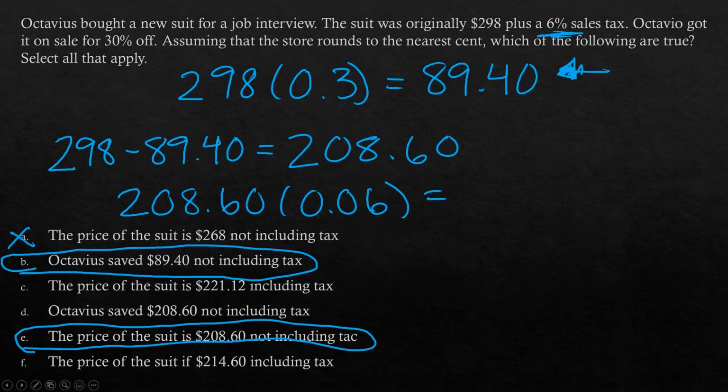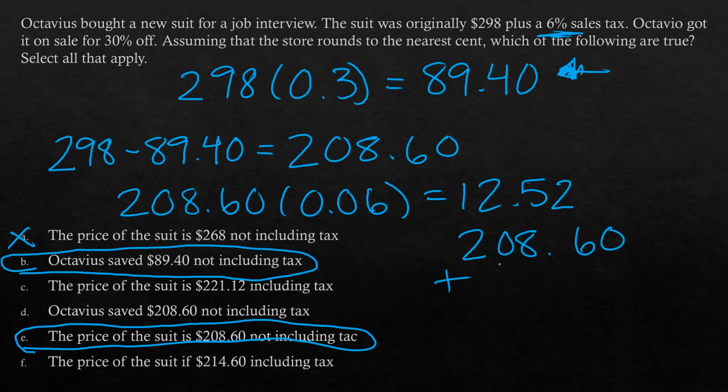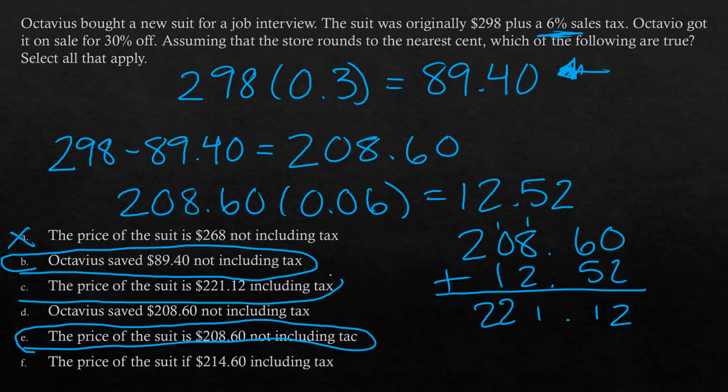So 208.6 times 0.06 is $12.52. Let's take that tax and add it to the price of the suit on sale. So he's paying $221.12 with tax. So those are the three answer choices we want to pick: B, C, and E.